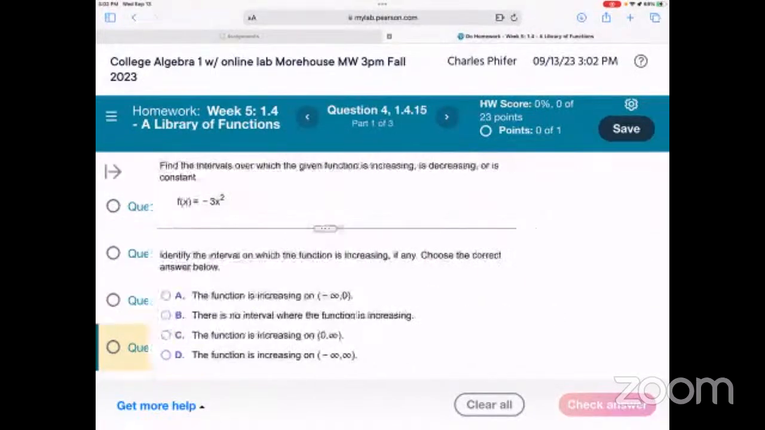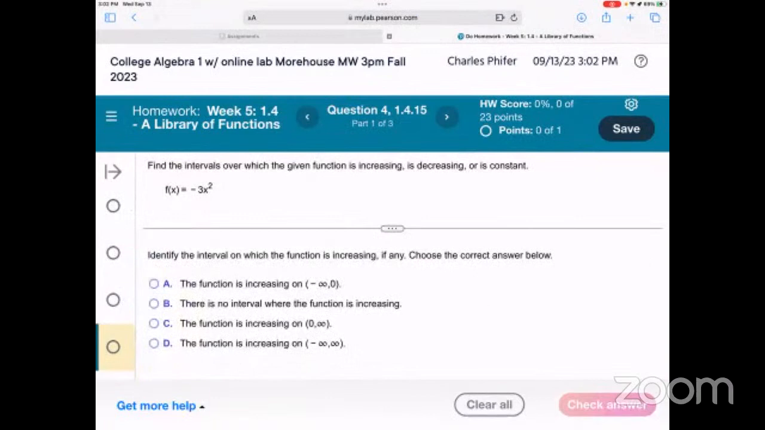Here we're asked to find the intervals over which the given function is increasing, decreasing, or constant. So for something like this, I would look at the graph. One way of graphing something like this is to make a table and plot the points. Now, we haven't officially talked about transformations, but the basic shape is a U-shaped curve, and the leading coefficient is negative, so that means it's upside down.